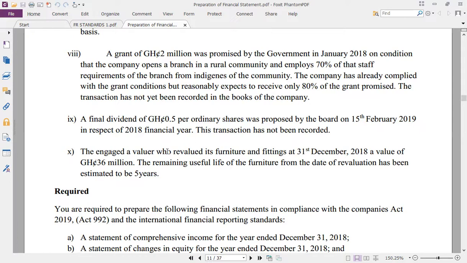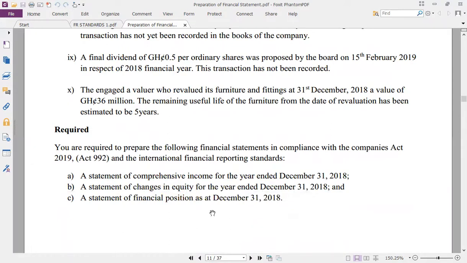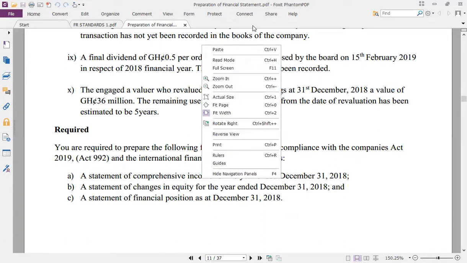This transaction has not been recorded. So what do you record then? You have to record it. This is what non-adjusting events are about. If a dividend is declared or proposed after the reporting period, you don't recognize it inside. How do we get it? The reporting period is 31st December 2018, so the financial year ends at December 2018. If they declare a dividend after the reporting period, it should not be part of it. That's basically it.